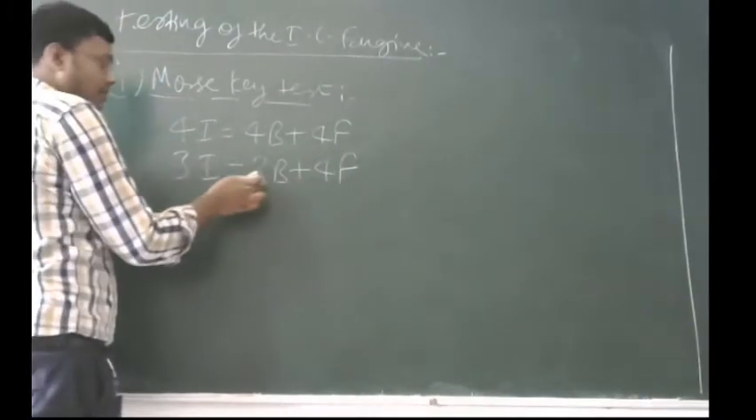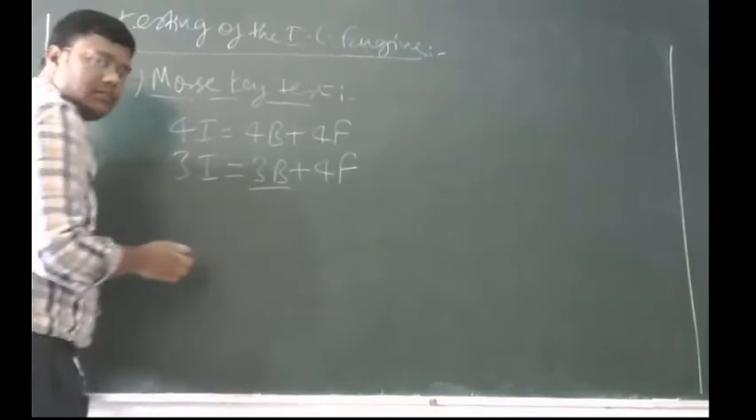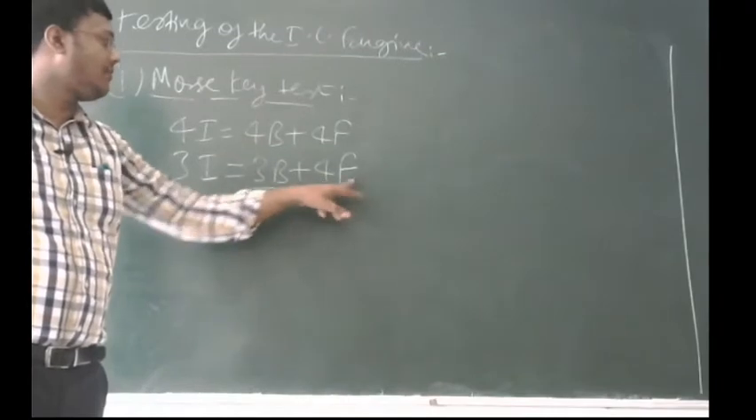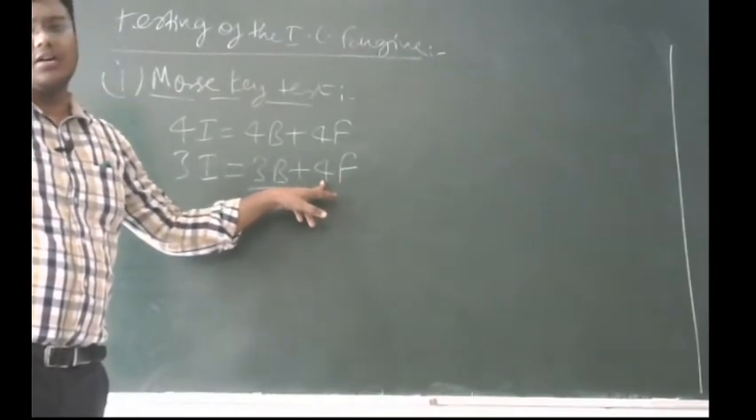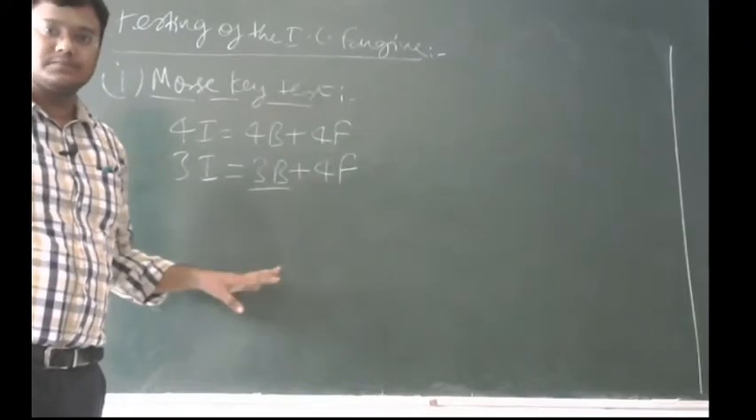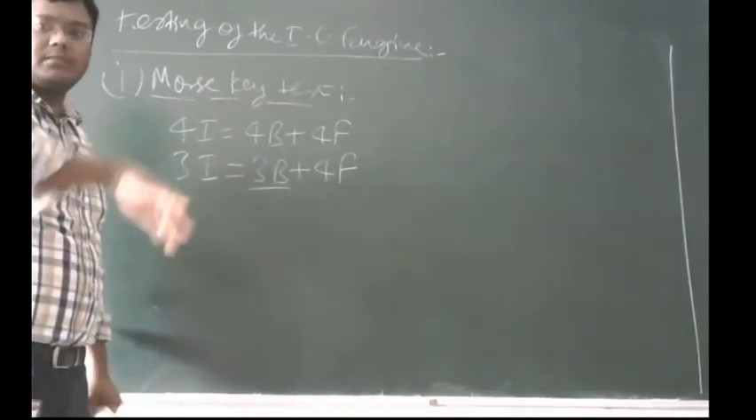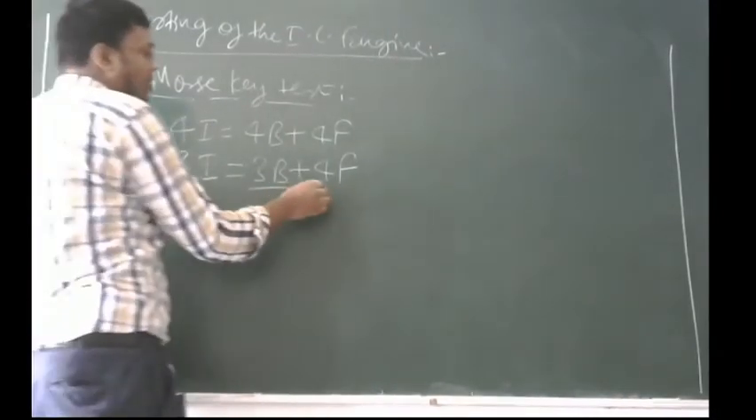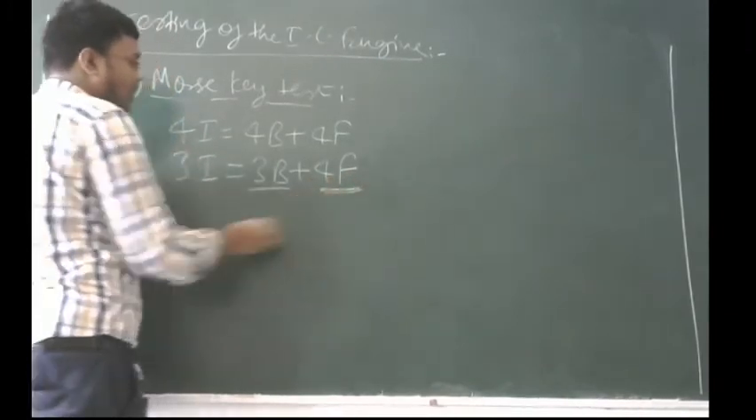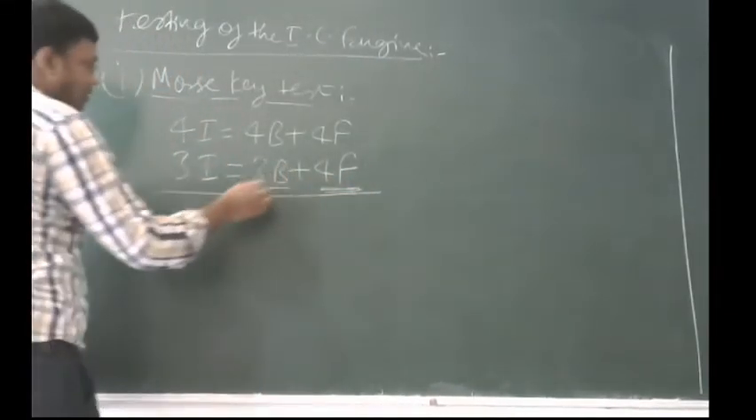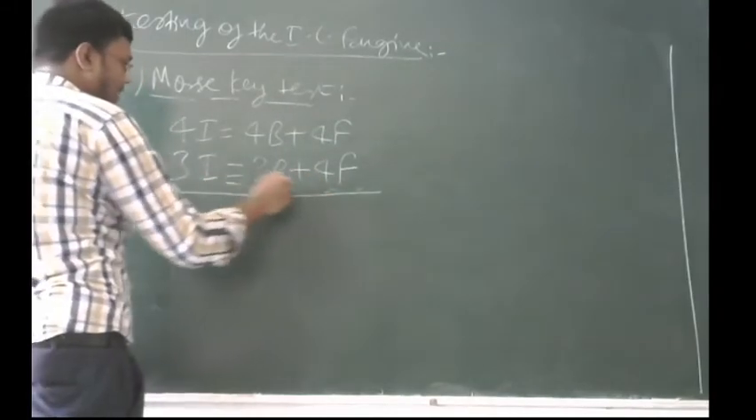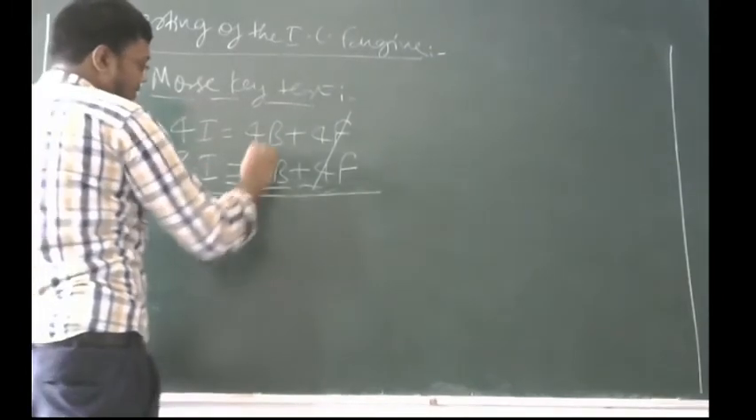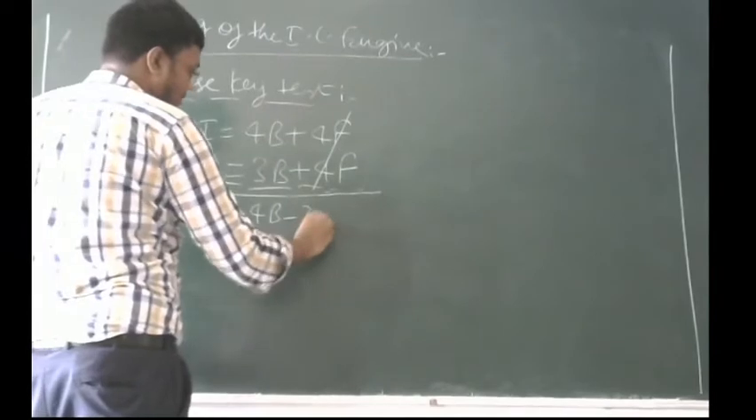3B is the brake power by 3 cylinders, but here we do not add 3F. Instead of 3F, we add 4F, because friction is always available in every cylinder. We are not getting power from that individual cylinder, but friction is there, so we have to add frictional power for all the cylinders. When we subtract, the 4F cancels, and we get 4I minus 3I equal to 4B minus 3B.